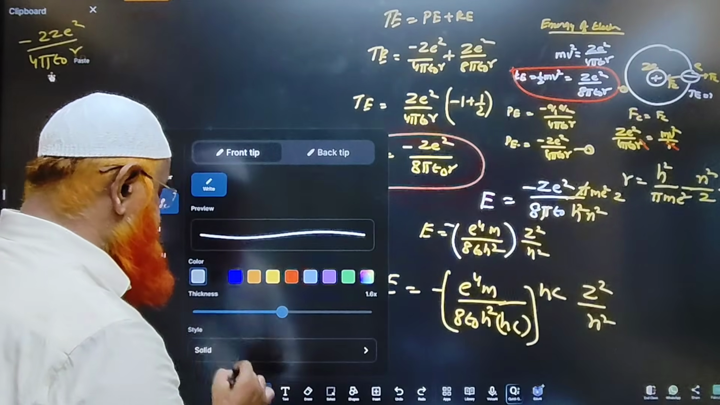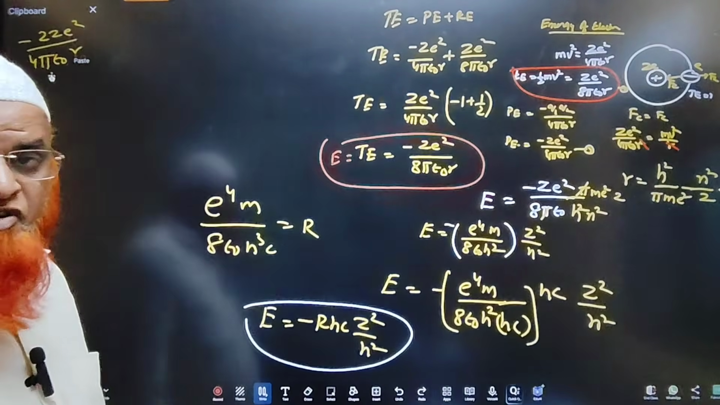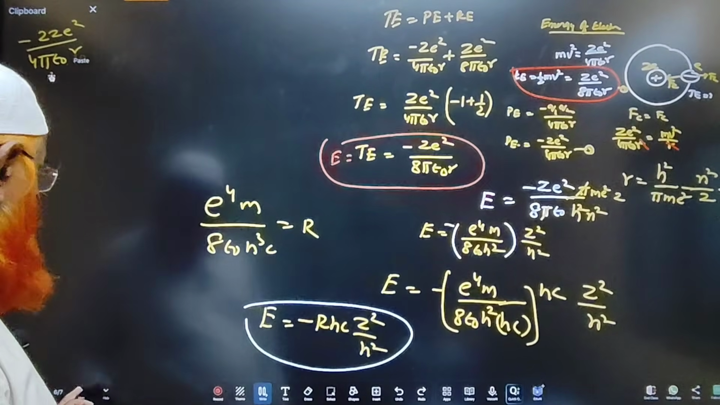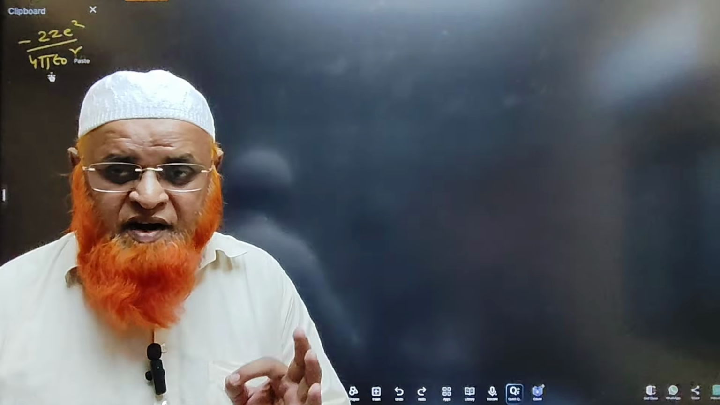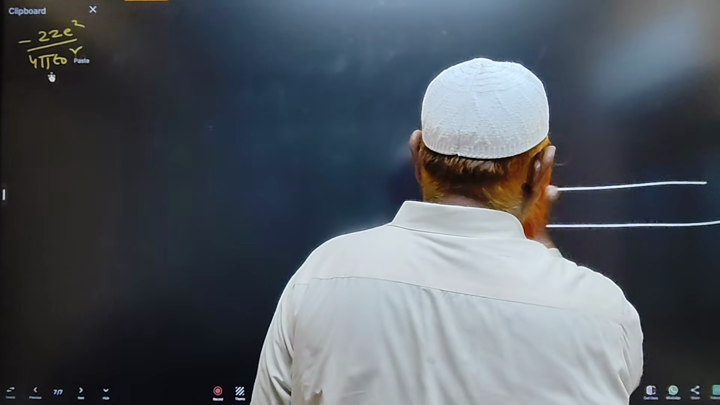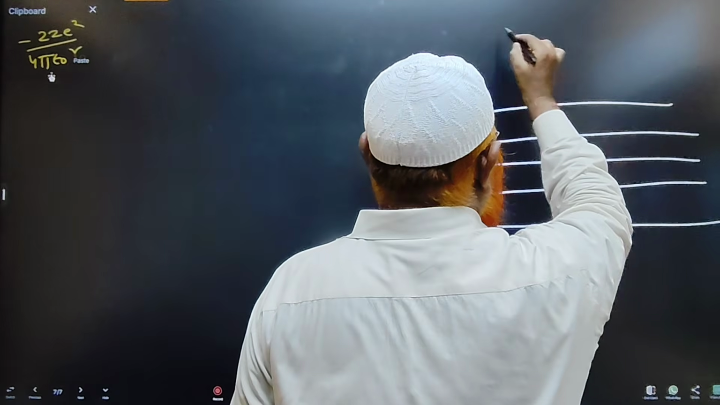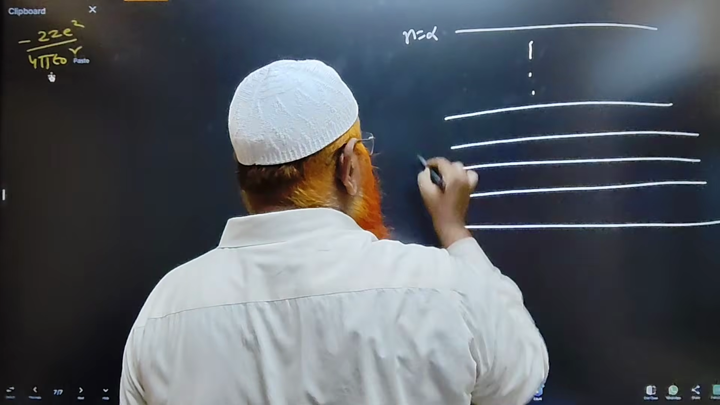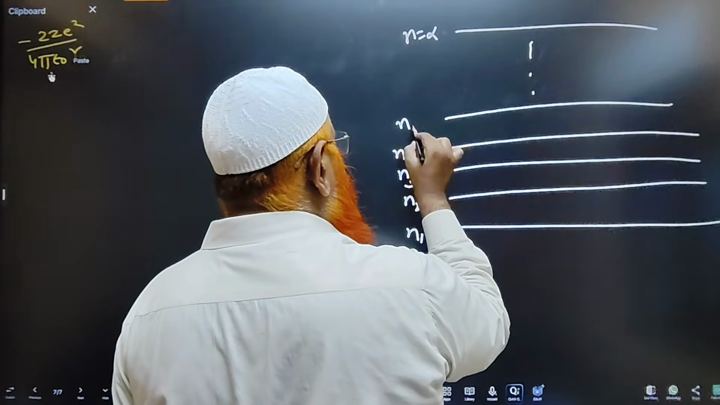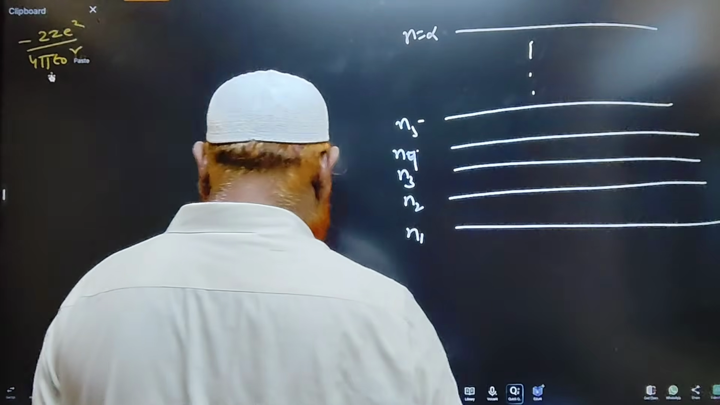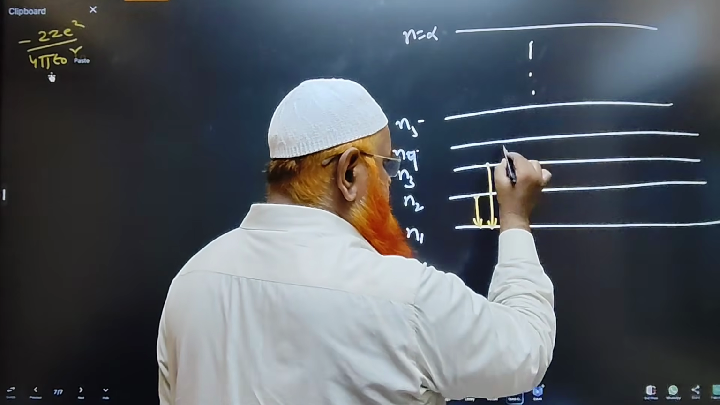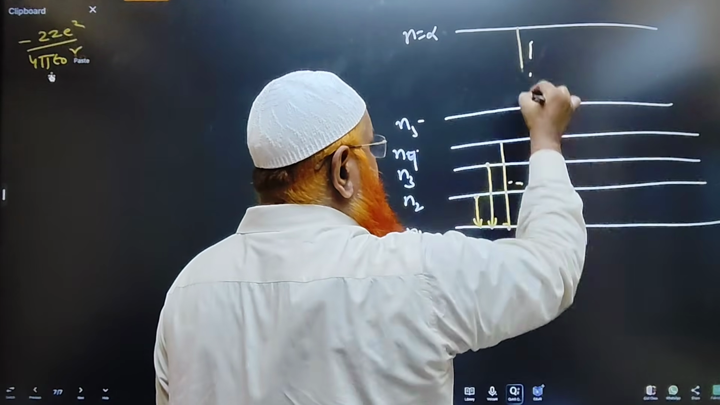So the formula for energy that you get here is minus R hc Z square by n square. This is going to be your formula. Understood what I am saying now? Remember this formula. Once you remember this formula, it is easy to find transitions. What are the transitions here? First, second, third, fourth, fifth, and so on. Here n equal to infinity, n equal to 1, 2, 3, 4, 5, the principal quantum numbers. First a transition from here to here, second from here to here, third from here to here, and so on up to from infinity to here.